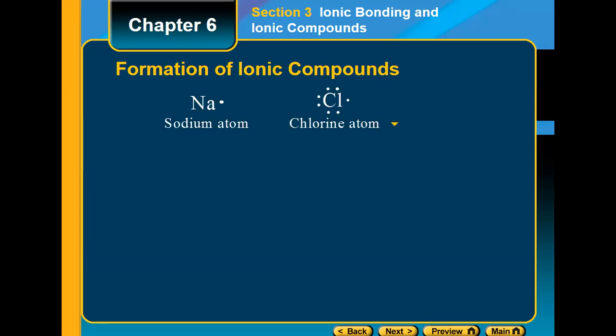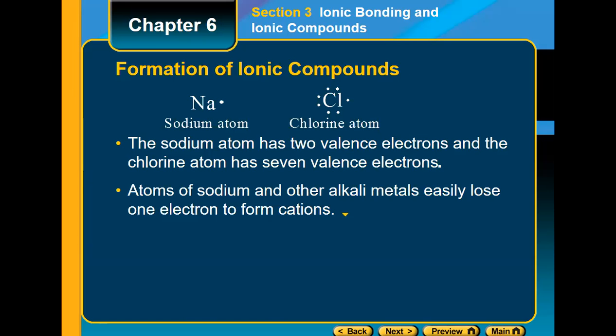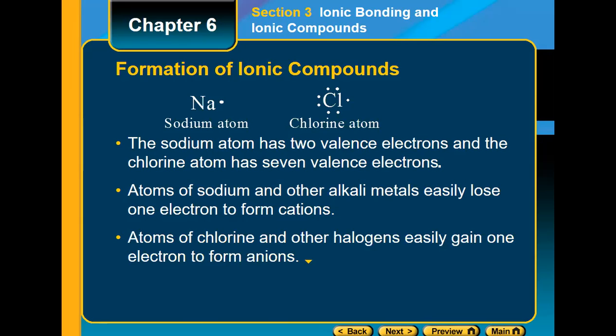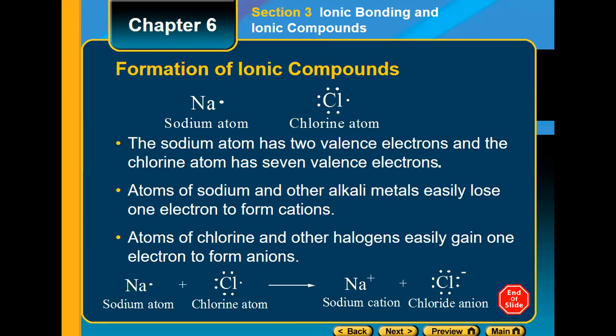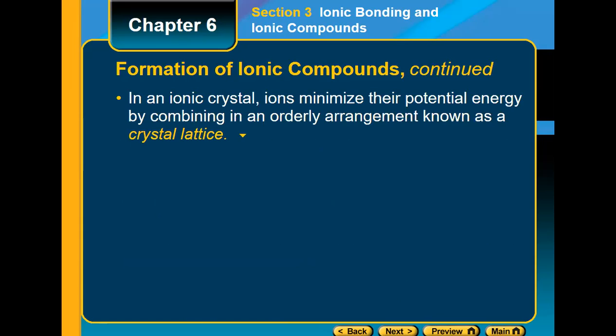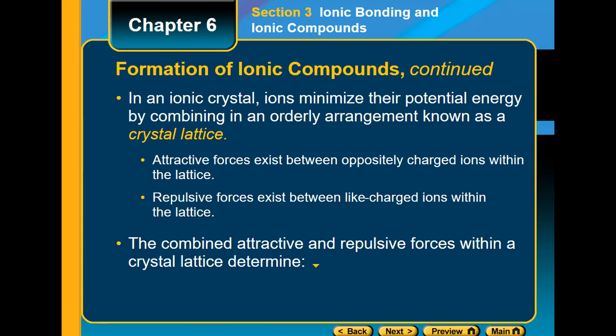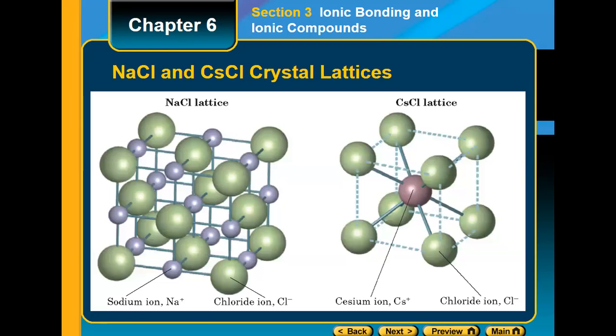So here, for example, sodium loses an electron and chlorine gains the electron, so sodium turns into a positive ion and chlorine turns into a negative ion, and they attach and form sodium chloride. So here we see something called the crystal lattice. What is the crystal lattice? That's the crystal arrangement. So let's compare the crystal lattices of sodium chloride and cesium chloride.